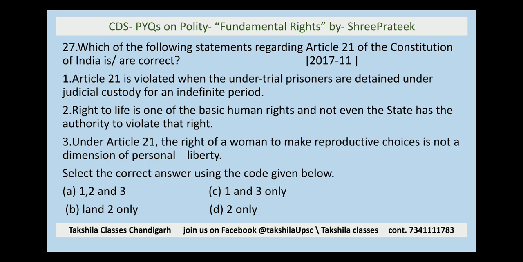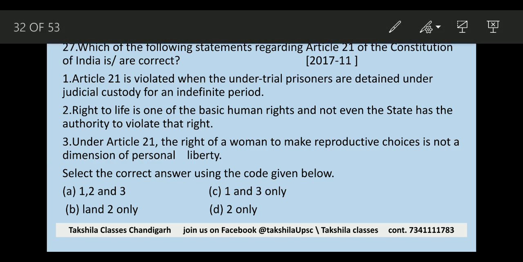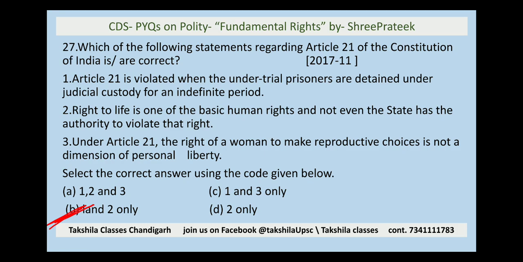The right of a woman to take reproductive choice is not a dimension of personal liberty. That is wrong. 1 and 2 should have been the answer. So that was a question on right to life, article 21.